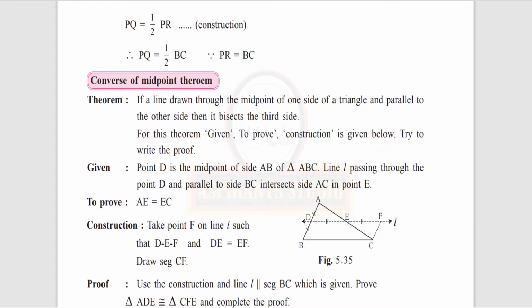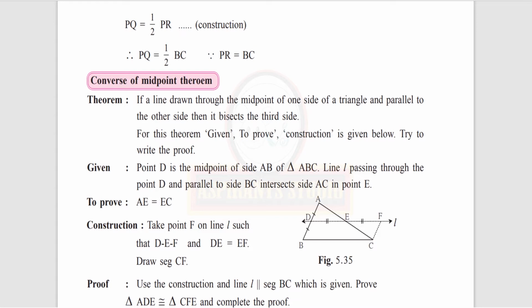PQ is equal to half of PR by our construction. Therefore, PQ can be written as half of BC. Instead of PR, we can write BC, since PR is equal to BC. So we have proved the midpoint theorem. We have proved that the segment joining midpoints of any two sides of a triangle is parallel to the third side and half of it.